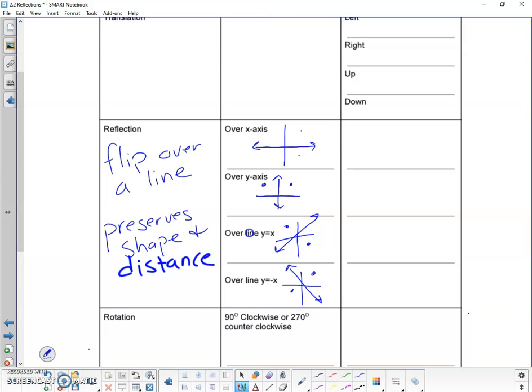All right, so when we're flipping these, remember the x-axis is our horizontal, so we're flipping from top to bottom or bottom to top. The y-axis is our vertical axis, so we're flipping left to right. Over the line y equals x, we're flipping diagonally. Y equals negative x, we're flipping diagonally the other way.